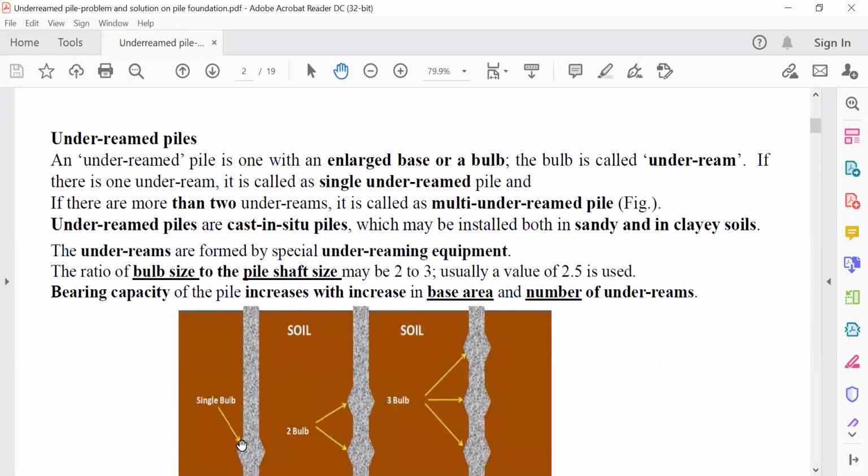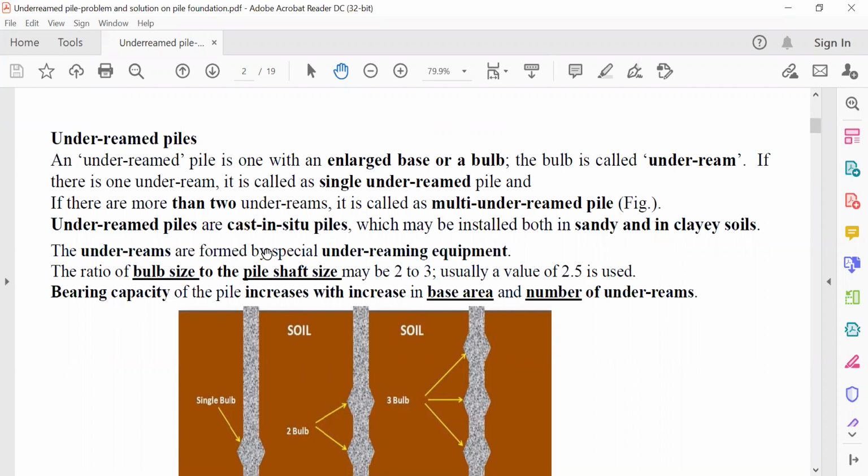So what is our target? We have to make a bulb here. If we make a bulb, the area of this portion is going to increase, and it can take more load of the structure. I will also talk to you in this regard in the next topic. Next slides we can see.